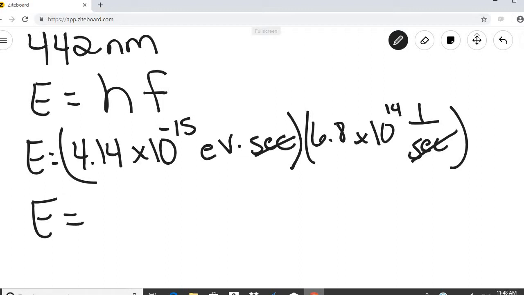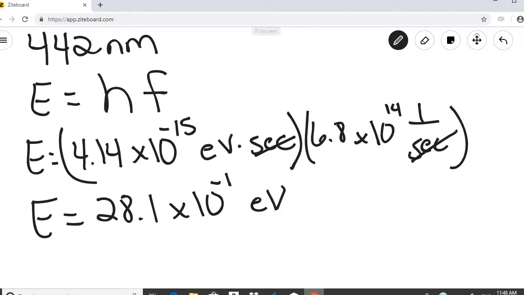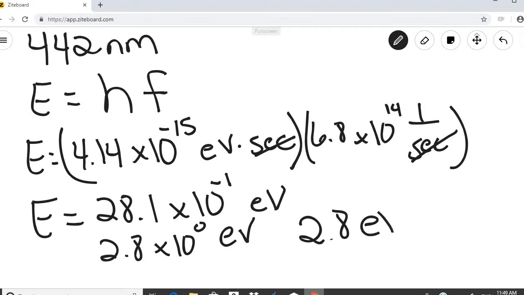And with two significant figures, you should get 28.1 times 10 to the negative 1 electron volts, or you could write this as 2.8 times 10 to the 0 electron volts, which is just 2.8, right? So 2.8 electron volts should be your answer for number 8.